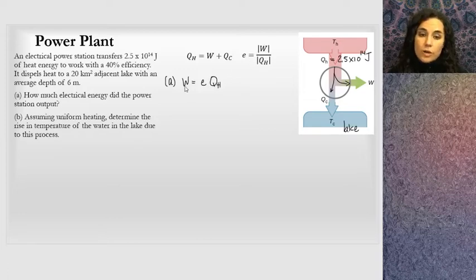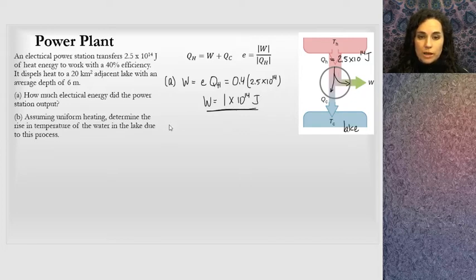So I wrote W equals the efficiency times QH. So I can write that in here. Efficiency is 0.4 and QH is 2.5 times 10 to the 14th joules. And when I multiply these two together, I get 1 times 10 to the 14th joules. And that is the amount of work that is output by this power plant.